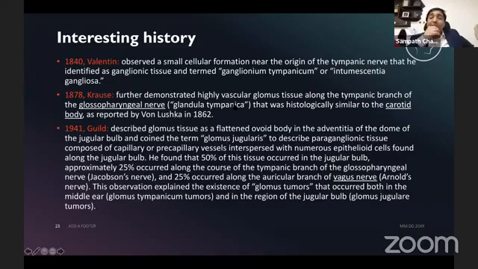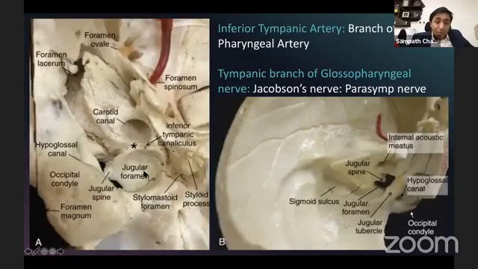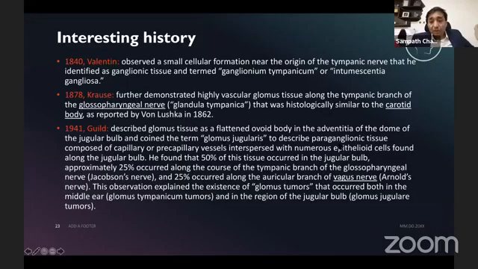So a lot of work regarding glomus tissues and glomus tumors was being done around the 1840s to 1870s or 1880s. In 1941, Guild described glomus tissue as a flattened ovoid body in the adventitial tissue of the dome of the jugular bulb. So there were a few glomus tissues that were identified at the dome of the jugular bulb. And he coined the term glomus jugulare to describe paraganglionic tissue, ganglion of the 9th cranial nerve, composed of capillary or precapillary vessels.